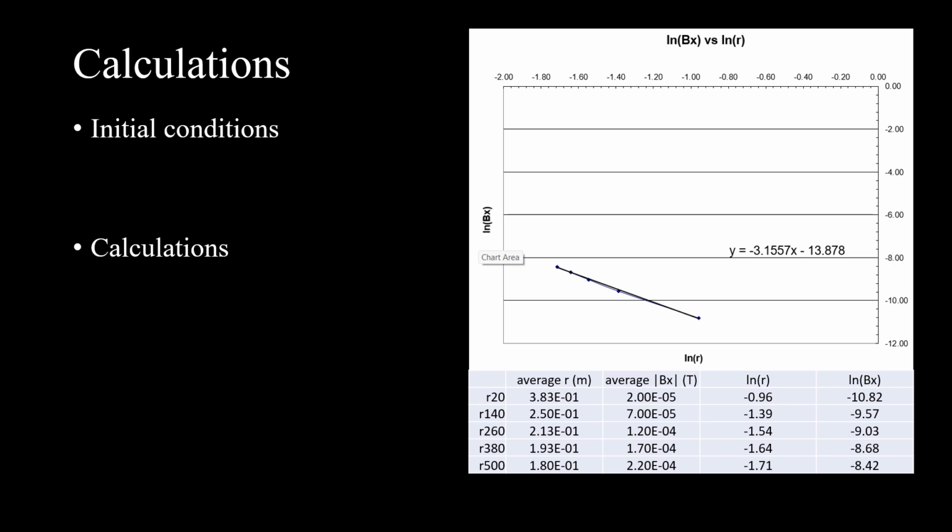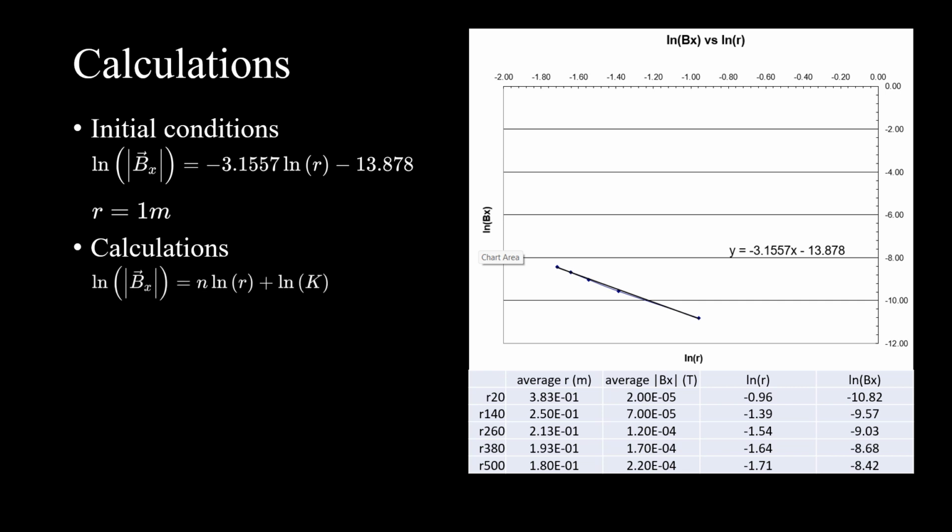With the strength of the on-axis magnetic field and observation distance as we experimentally measured, we can use Excel to create a line of best fit such that the natural log of the x component of the magnetic field equals negative 3.1557 times the natural log of r minus 13.878. We also know that r is 1 meter. From there, we can determine the distance dependence since it is the y-intercept of the line of best fit, and we can also find that n equals negative 3.1557 since it is the slope of this line as well.